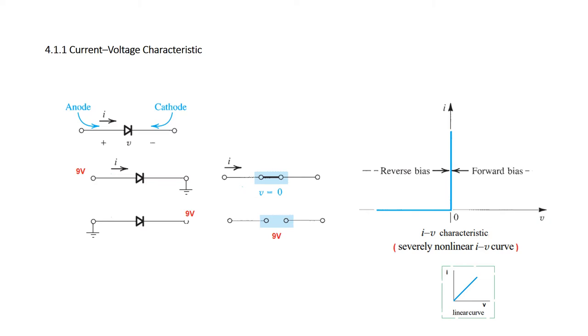But if you compare it with this curve, this is a linear curve. It's like the equation of a straight line. So this is a linear curve and this is a non-linear curve, because immediately we are getting the maximum current the moment we apply a voltage.